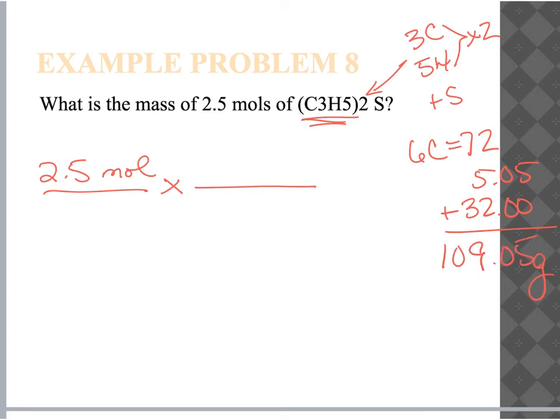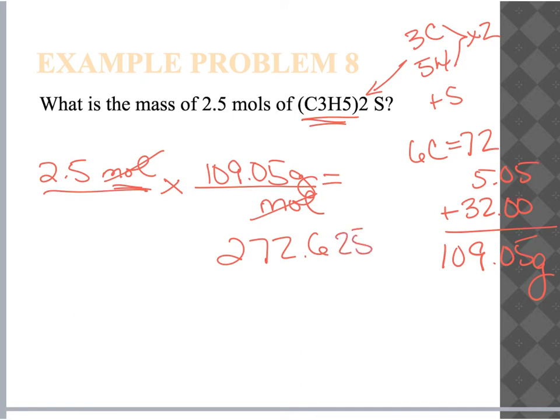So if you look here, if I'm starting in moles, I know that I want moles on the bottom, and I'm going to put 109.05 grams on top. My moles cross out, and I'm going to take that molar mass times 2.5. My final answer will be 272.625, or at least that's what my calculator tells me. And I have 2 sig figs, which means I can round this to 270.